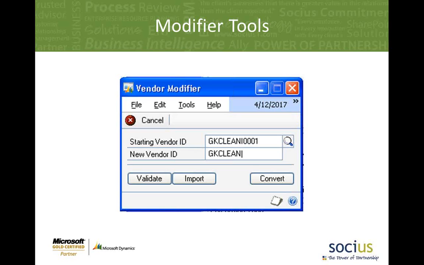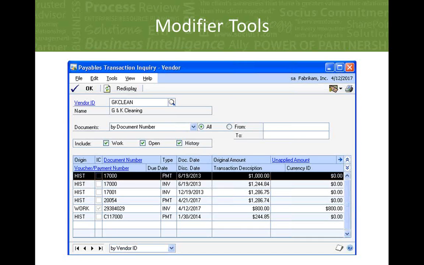When I actually did this one, it went very quickly. So I changed GK Clean I0001 to GK Clean. And you can see when I did that, all of the transactions, I had some historical transactions as well as a work transaction, were all converted then to the new vendor ID.